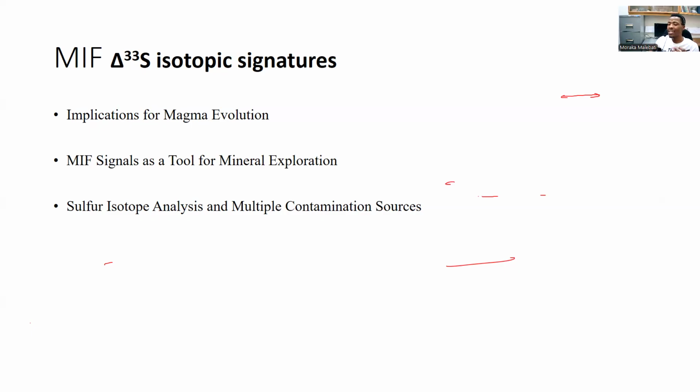Okay, because we know that assimilation of sulfur-bearing sediments can increase the sulfur content in the magma. So if now we've got sulfur content in that particular magma, what will happen? This would lead to the formation of the sulfide minerals. Okay, now the sulfide minerals, we know they host the PGEs. Now, as an exploration tool, we know that geologists can use the MIF signals not only to trace contamination, okay, but also to predict the presence of sulfide minerals in certain layers of the Bushveld complex.